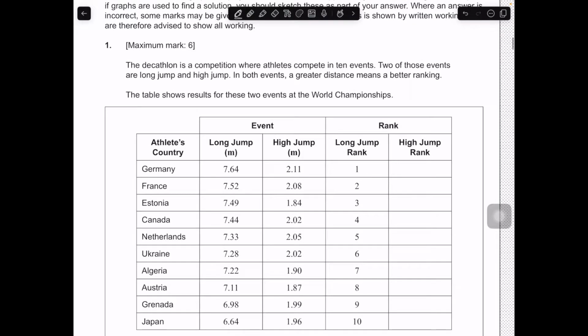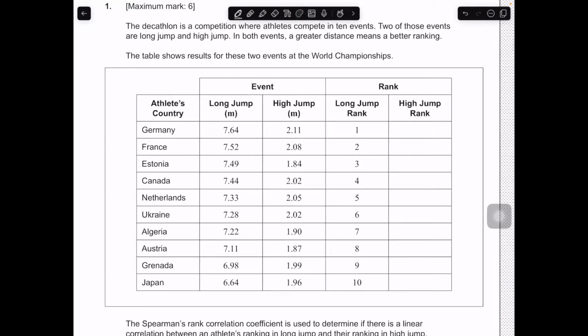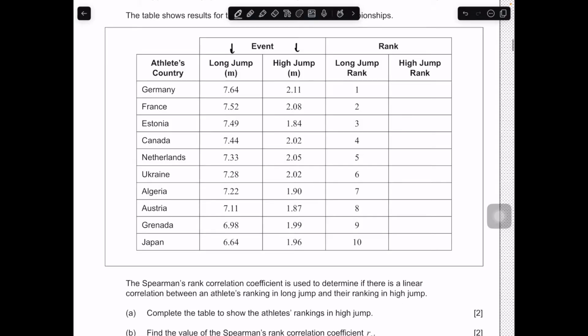Here's question number 1. It says, the decathlon is a competition where athletes compete in 10 events. 2 of those events are long jump and high jump. In both events, a greater distance means a better ranking. The table shows results for these 2 events at the World Championship. And then we see the long jump scores, the high jump scores, and their various scores for each country.